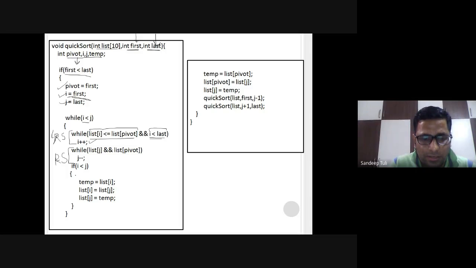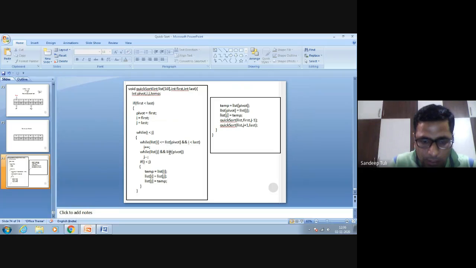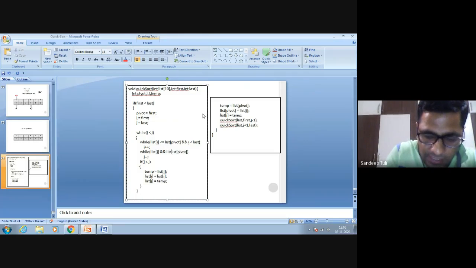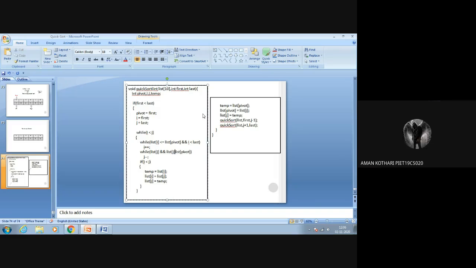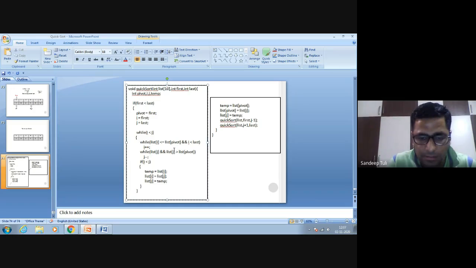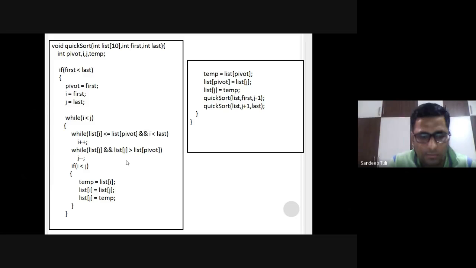Similarly, I have put the condition in this while loop. A small mistake has happened here. Here, what should come? List of what should come? Tell me first. You can refer to the upper loop also. List of j, greater than or equal to pivot element, not pivot plus 1. But here we are only trying to provide the condition. That's it.